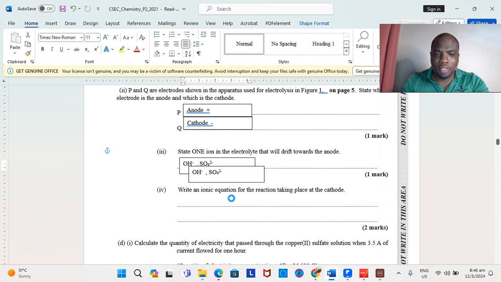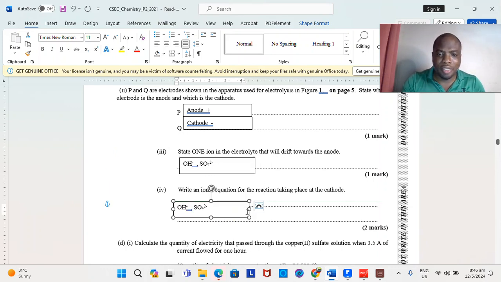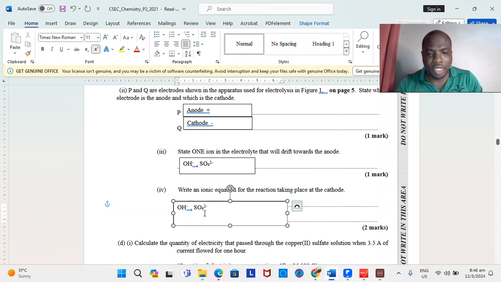Now, the next part, it says, write any one of these. You don't have to give both. They said they did indicate one. I'm just ensuring that we get the full.